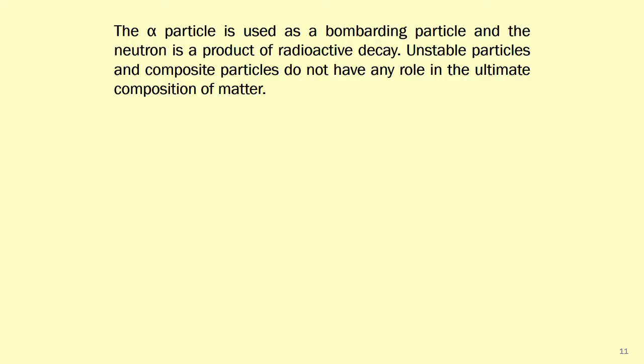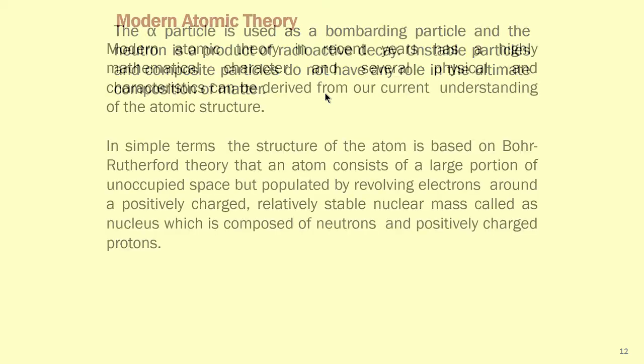Now, the alpha particle is used as a bombarding particle, and the neutron is a product of the radioactive decay. Since these have been proved earlier, unstable particles and composite particles, which I mentioned as mesons and other things, do not have any role in the ultimate composition of the matter. Even though they are there, the positrons, mesons, neutrinos, etc., they do not have any role in the day to day composition of the matter.